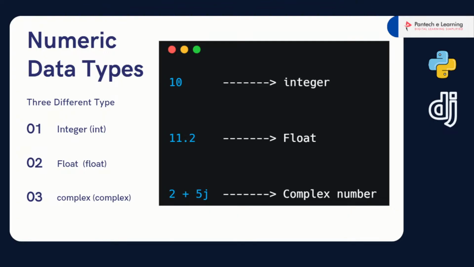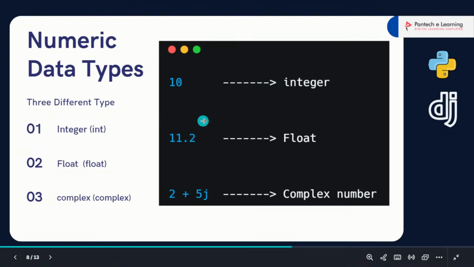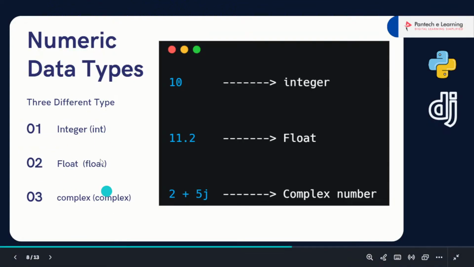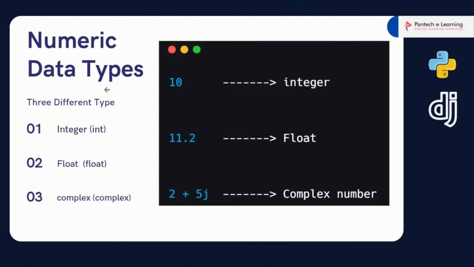First we understand what numeric data types are. There are three types of numeric data types: integer, float and complex. The common numbers, 10, 1 2 3, everything is inside the integer data type. And a value like 0.2, a point value, is called a float. 0.2, 10.2, 5.5, everything is inside the float.